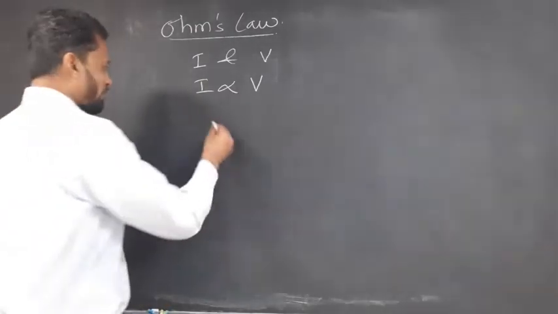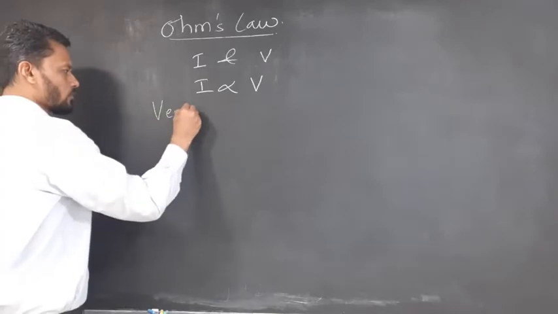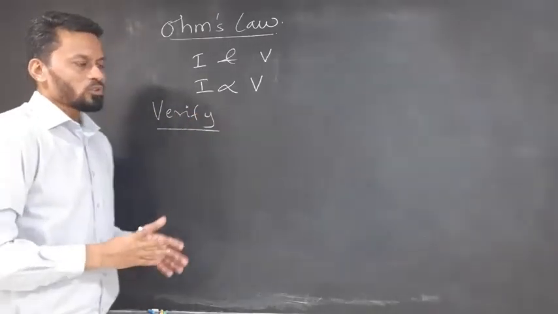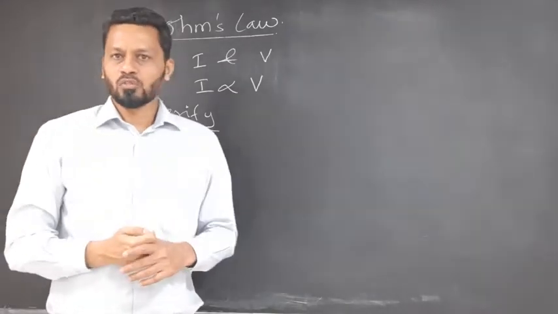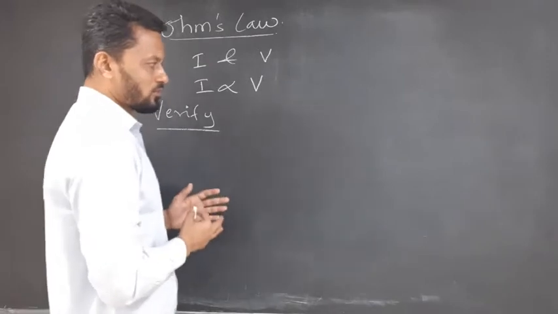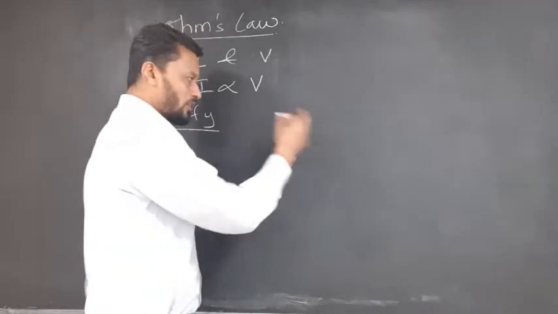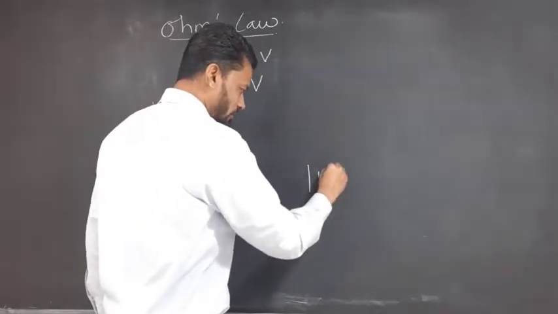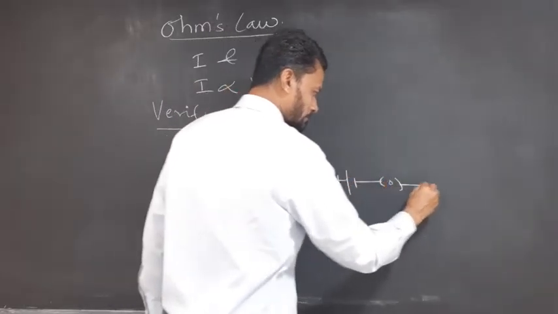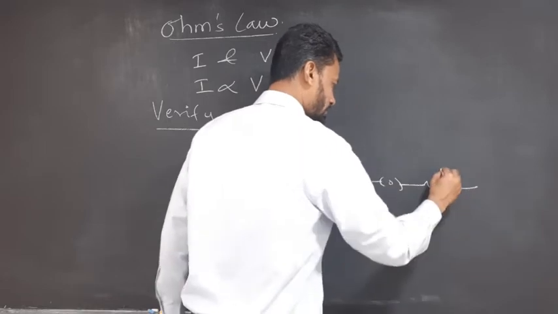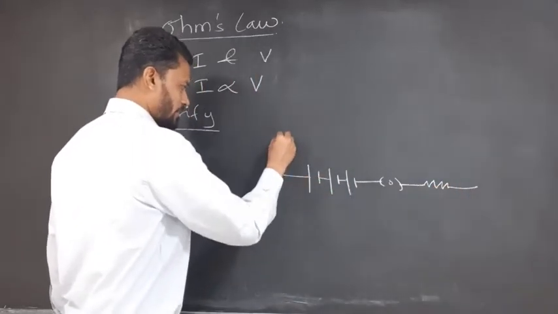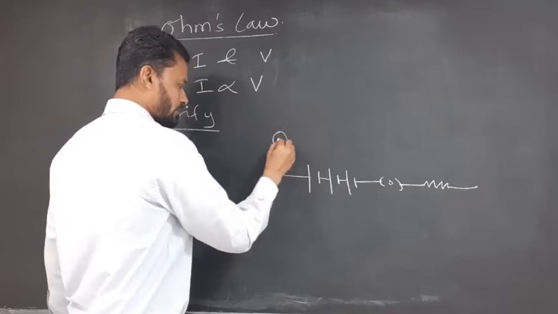And how do we verify this Ohm's law? Today I am going to show you the diagram for the verification of Ohm's law. What are the different components you require for this diagram? Let's say we have a battery, a plug key, a rheostat, and in series we connect the ammeter.